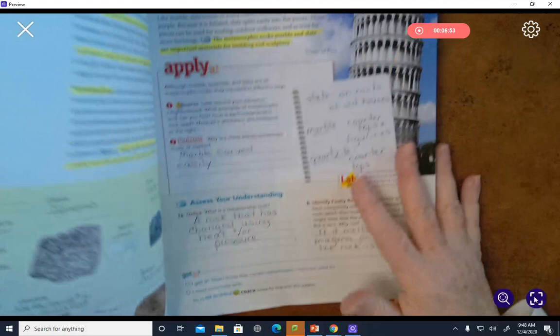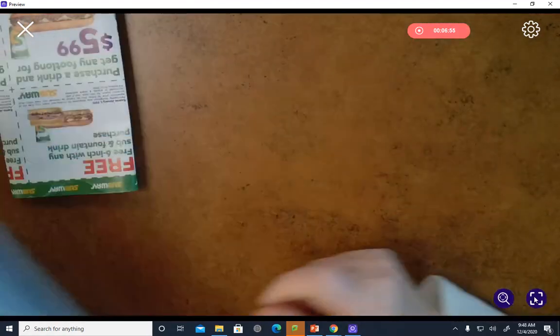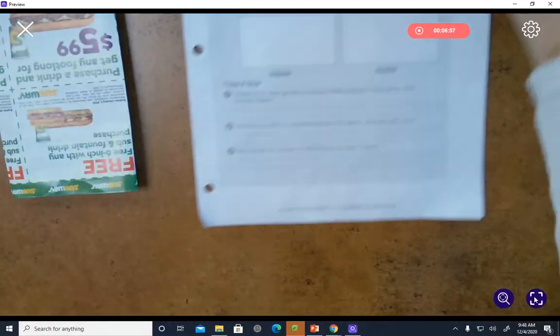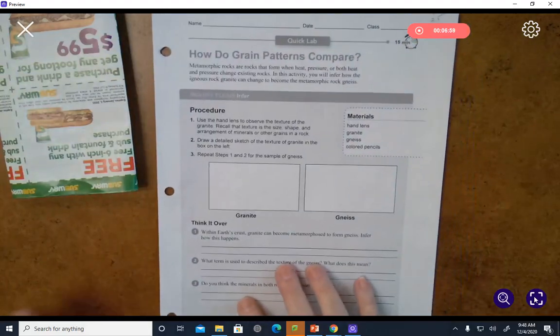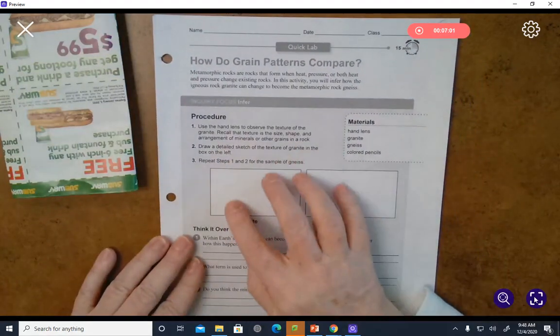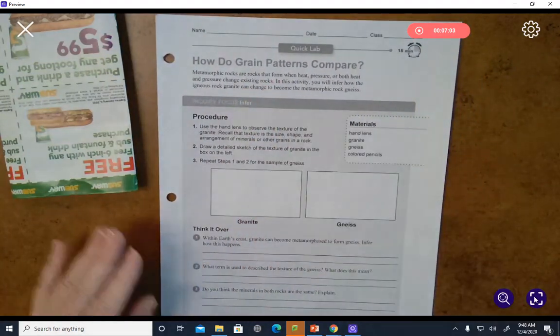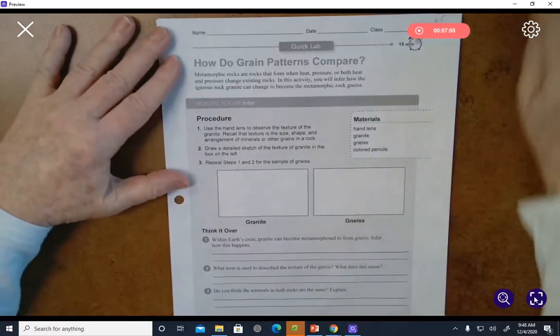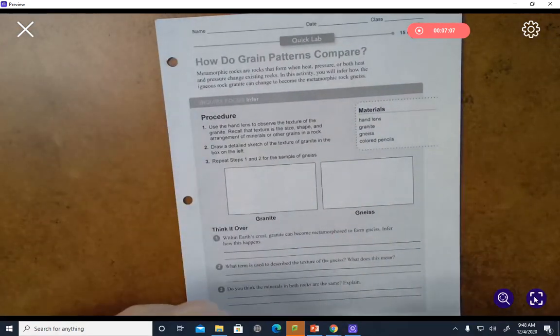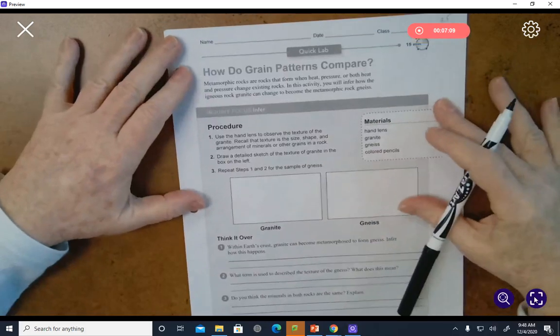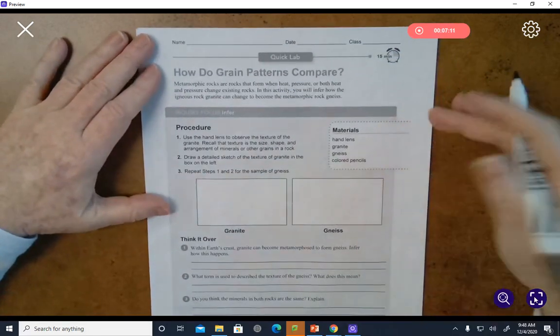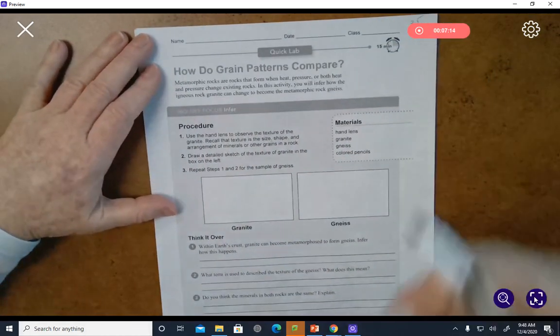We went over all the questions in the book, and then the last thing we were supposed to do via our lessons was we were supposed to do this little activity on metamorphic rocks. I always like to try to do a lab. So let's do, over here we have how do grain patterns compare.